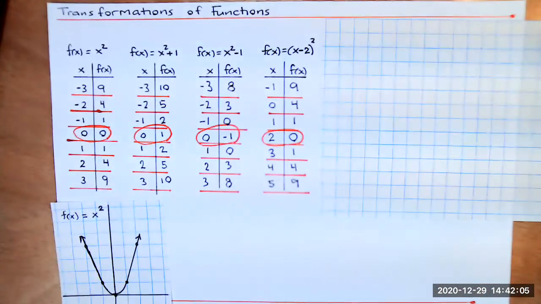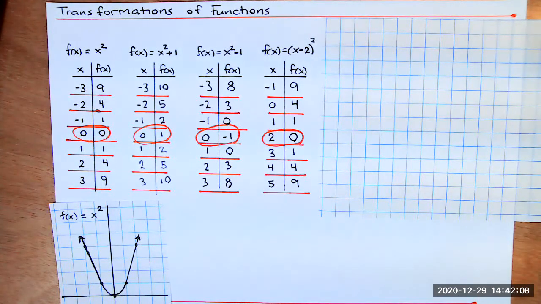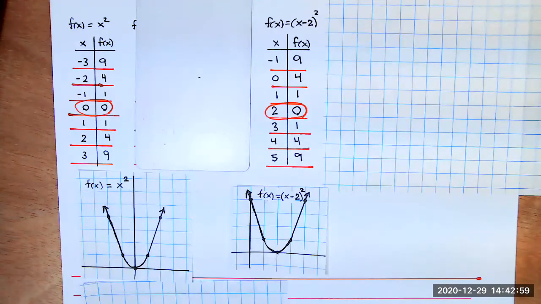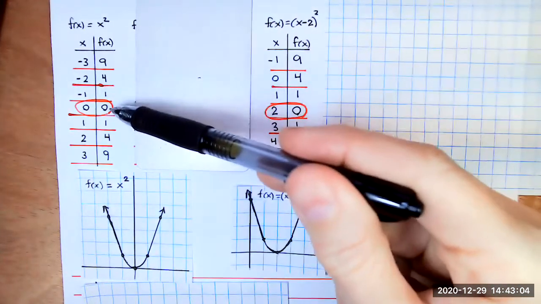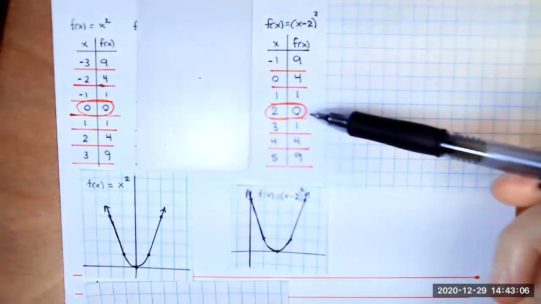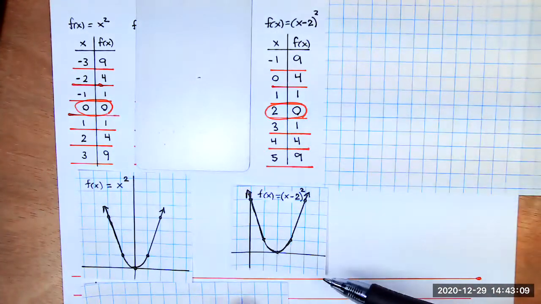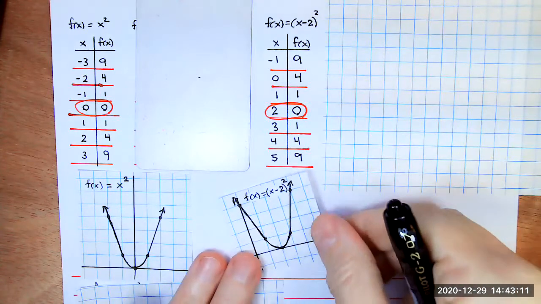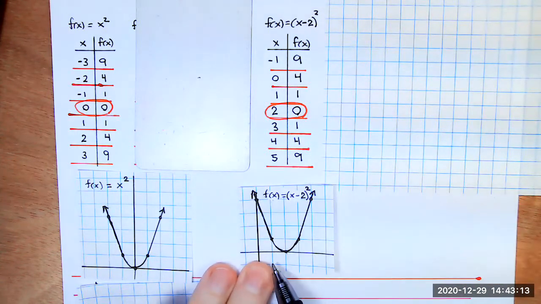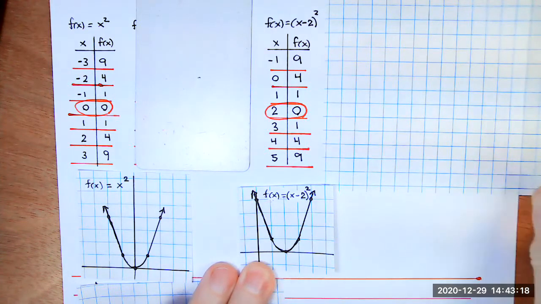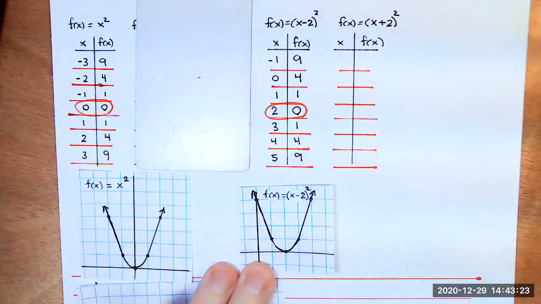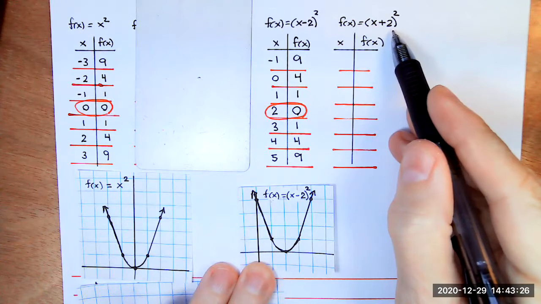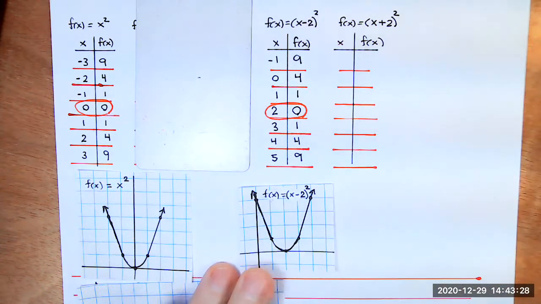And let's look at the two graphs next to each other. So you see that the vertex is no longer at 0, 0. Now it's at 2, 0. The graph has the exact same shape, only now it's shifted to the right 2 places. So what do you think will happen if we graph x plus 2 squared? Well, let's find out.